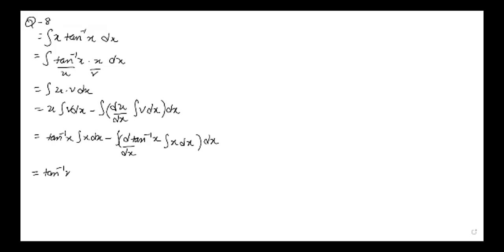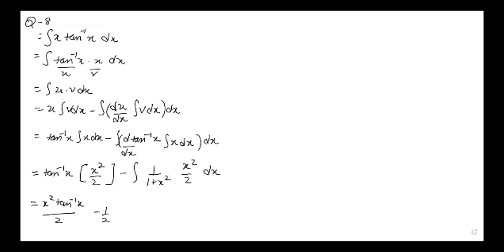So tan inverse x, and x raised to n plus 1 upon n plus 1 will give me x square by 2. Derivative of tan inverse x is 1 upon 1 plus x square, multiplied by integration of x, which is x square by 2, and this will be dx. So x square tan inverse x by 2, 1 by 2 will come outside, and this x square will be written as x square minus 1. I am writing this x square as 1 plus x square minus 1. This 1 and minus 1 will get cancelled, and I will get that same x square.